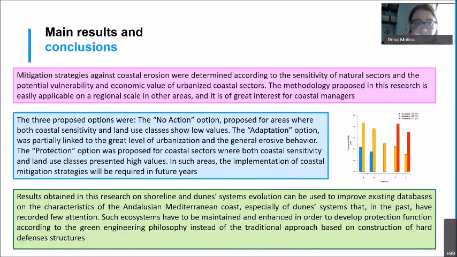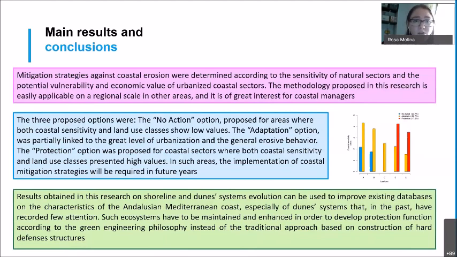Concerning mitigation strategies against coastal erosion, these were determined according to the sensitivity of natural sectors and the potential vulnerability and economic value of urbanized coastal sectors. The methodology proposed in this research is easily applicable on a regional scale in other areas, and it is of great interest for coastal managers.